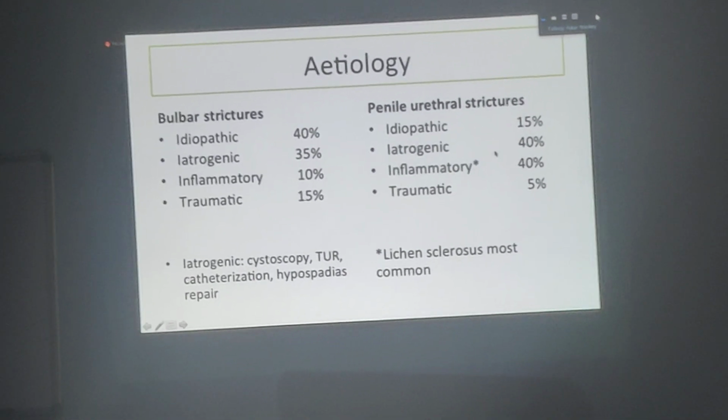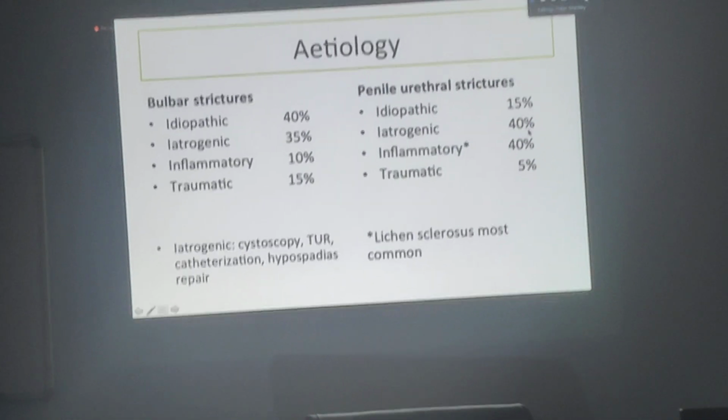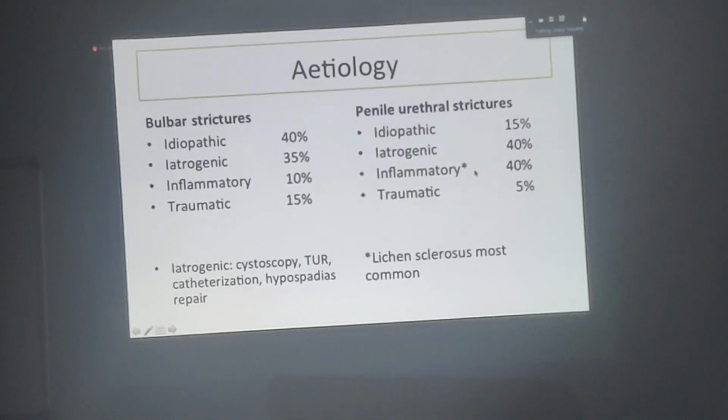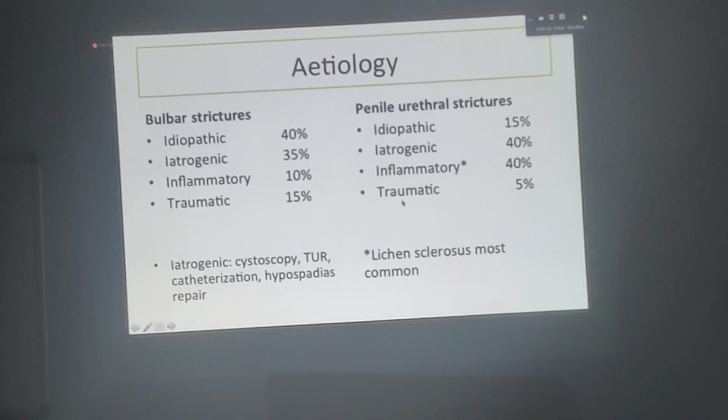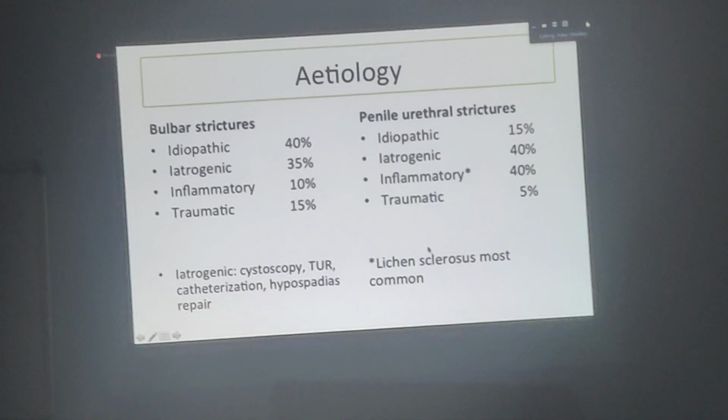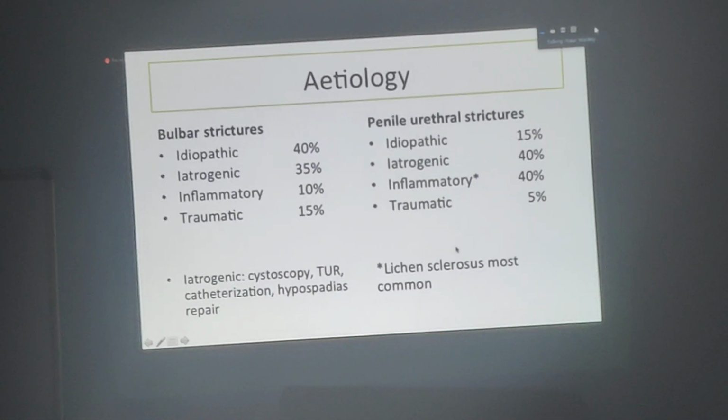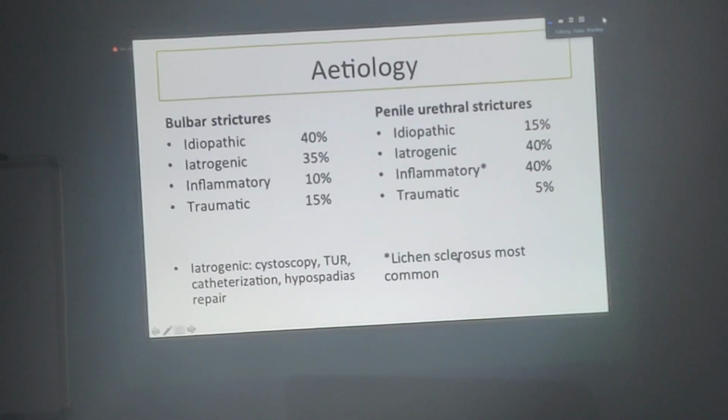Whereas if you look at penile urethral strictures, the majority are inflammatory and iatrogenic. In the inflammatory, by and large, at this time, I think lichen sclerosus is the most common cause of inflammatory penile urethral strictures.